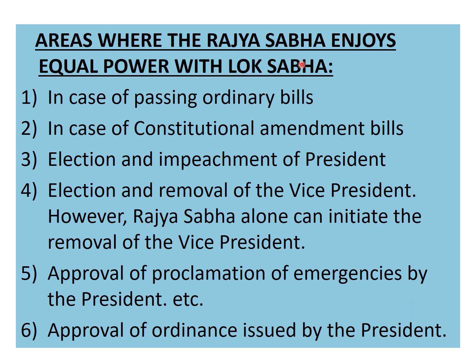Now, which are the areas where Rajya Sabha enjoys equal power with Lok Sabha? For example, any ordinary bill. It can originate or it can be passed from one house to the other. And if there is any disagreement, there can be a joint sitting. So that possibility is there. So in case of ordinary bill, both the Rajya Sabha and Lok Sabha enjoy equal power.